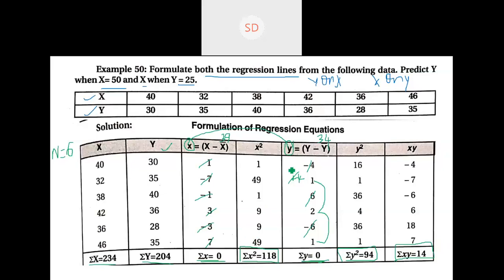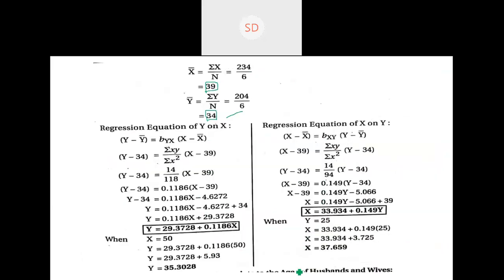Now before that, do you have any doubt in the table calculation? Everybody understood?